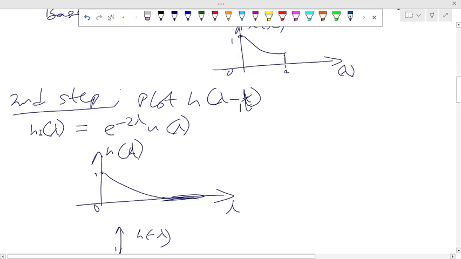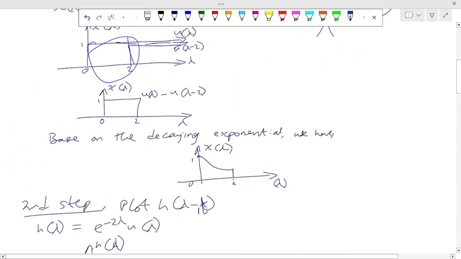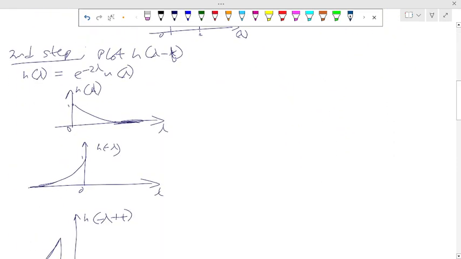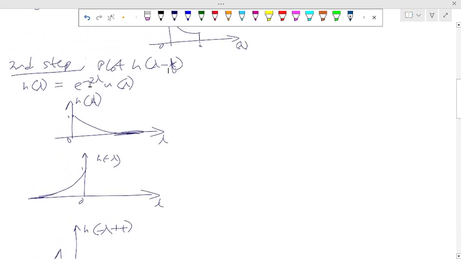So h of t is e raised to the power minus 2t u of t. When we talk of h of lambda, it will be e raised to the power minus 2 lambda u of lambda. That's exactly what we have here. So lambda begins from 0. It's a decaying exponential, so it just goes down.